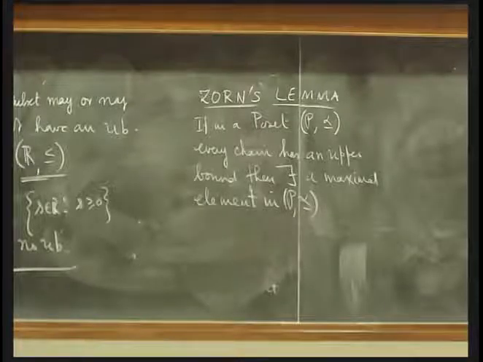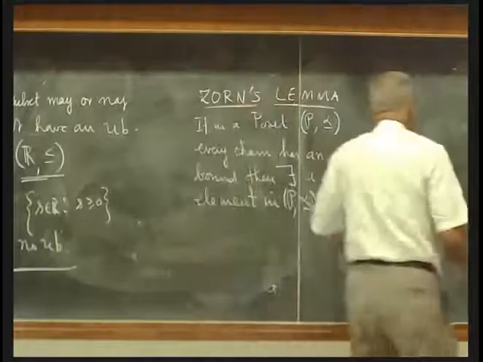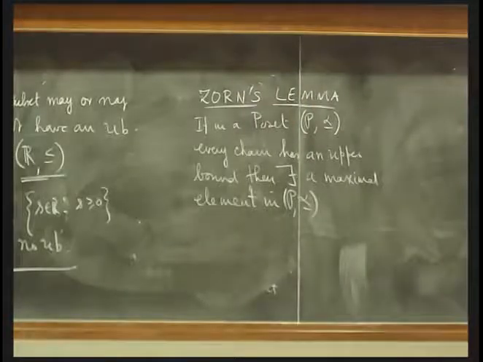Take for instance the natural numbers with divisibility. Then you have a chain 1, 2, 2 squared, 2 cubed, 2 to the power of 4, etc. That does not have an upper bound. That's a chain, but it does not have an upper bound. So Zorn's lemma doesn't give any result about that case. However, let us now look at this very quickly. I will go through that in the next class again.